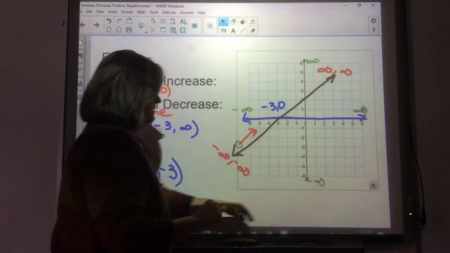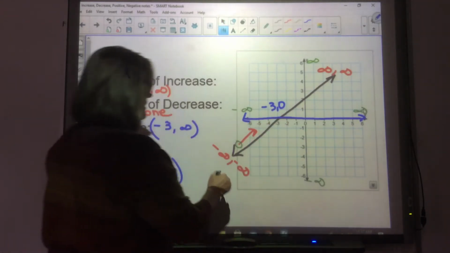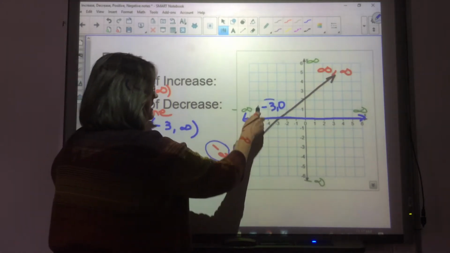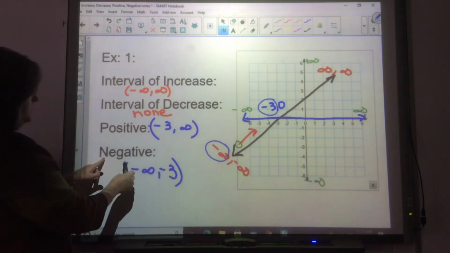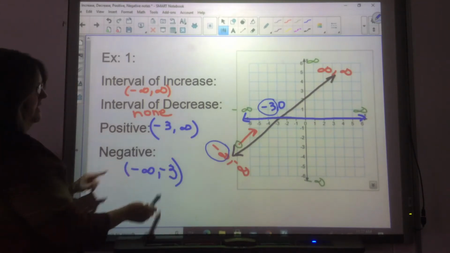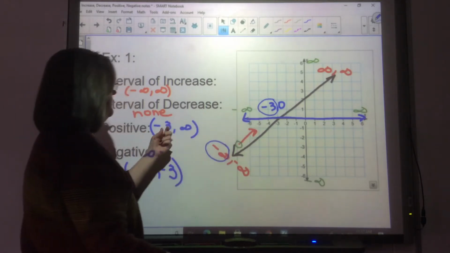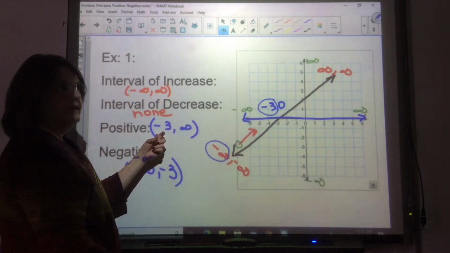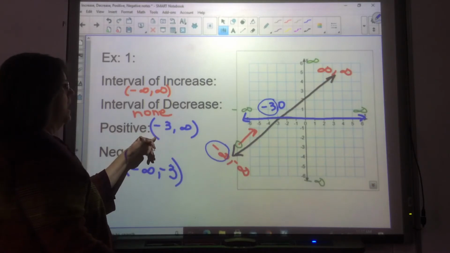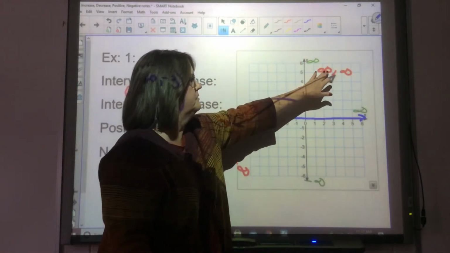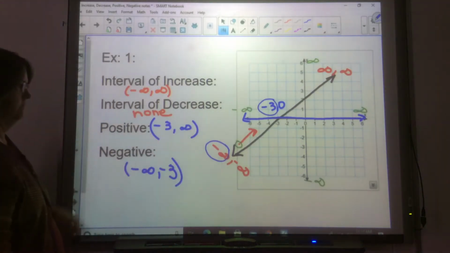So this graph is negative, and again, we label with x's. It's negative from negative infinity to negative 3. Be careful that you don't just write negative infinity, negative 3 on the next blank and put it on the wrong place. This one is positive above the x-axis from negative 3 to infinity. And that's what we have here.